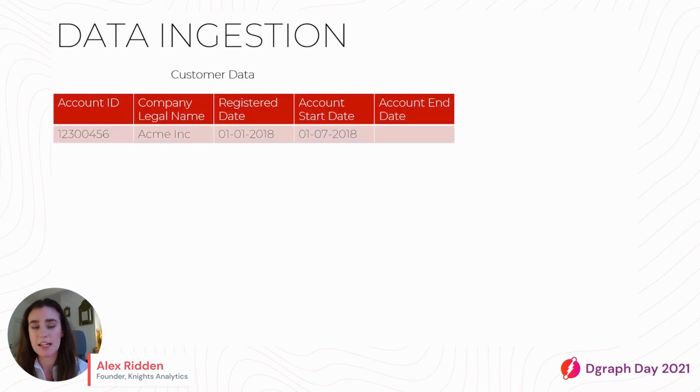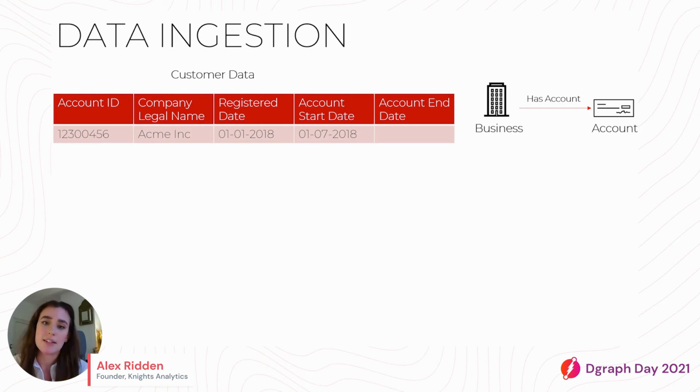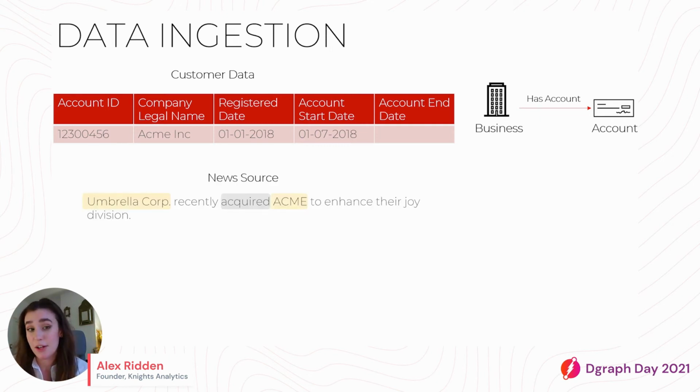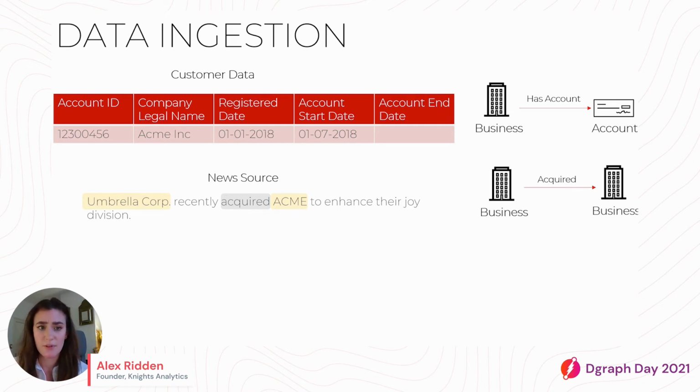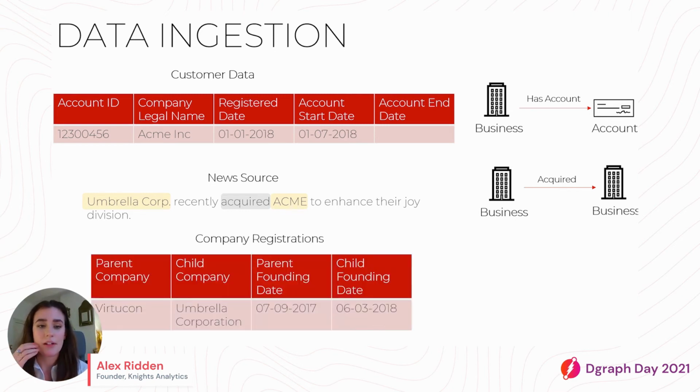Firstly, we've got some customer data where you have an account ID, a company name, the registered date of that company and the account date. Represented as a triple in your graph, that would be business has account, linking to an account. Let's say you have a news source which comes in, and you can use some natural language processing, such as named entity recognition, to start pulling out some triples. Here I've got Umbrella Corp recently acquired Acme, and that can be represented as a business acquired another business.